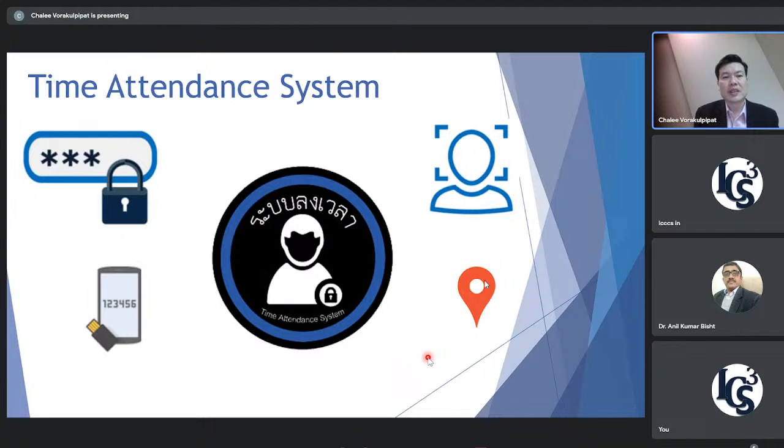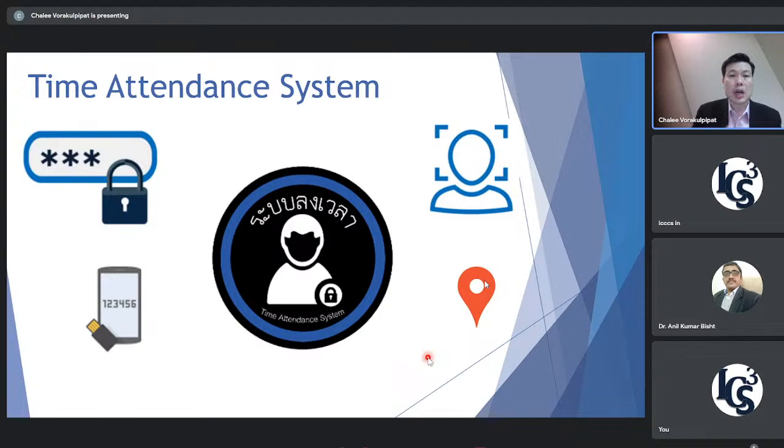In offices, in many offices, staff members have to come to the office in the early morning and check in to check if you are late or not, and in the evening they have to check out, all right, to check time. So traditional method, people just use signature and paper. And now more advanced, we use a magnetic card, use barcode, QR code from the badge, or use fingerprint, face recognition, right? Or use RFID card, something like that.